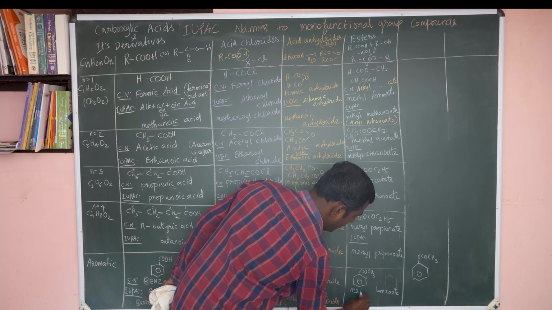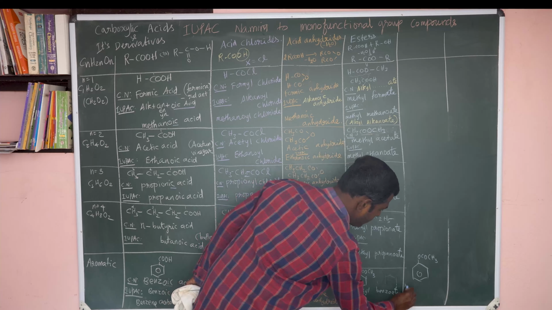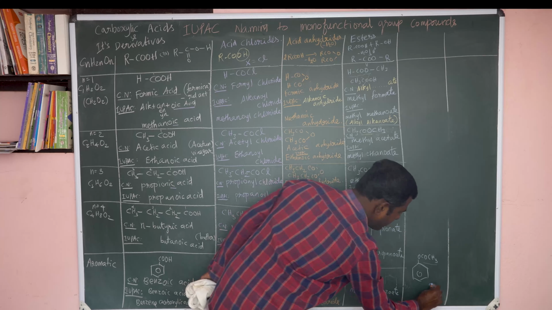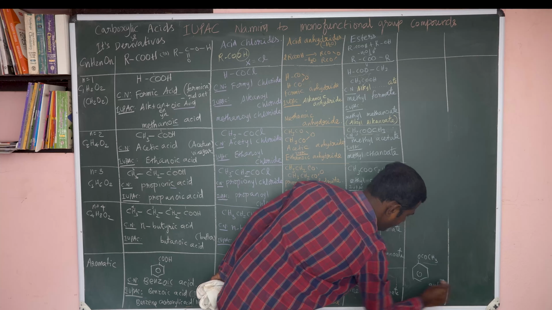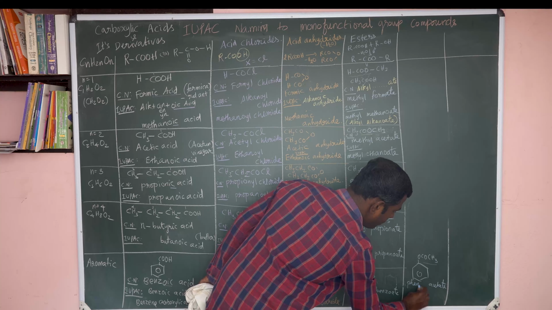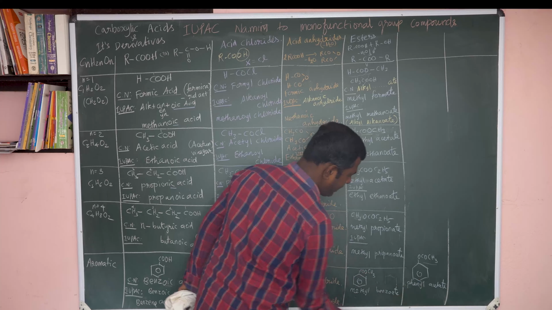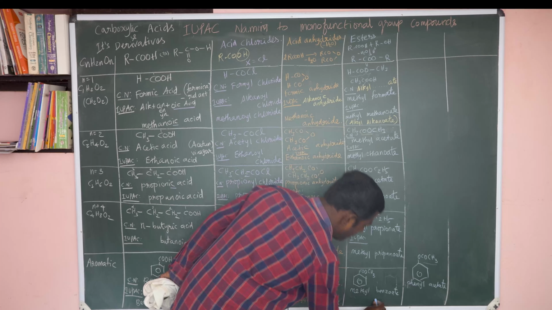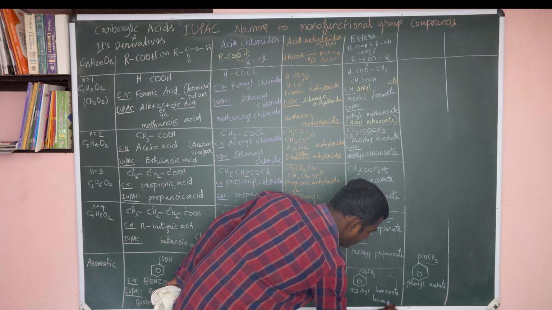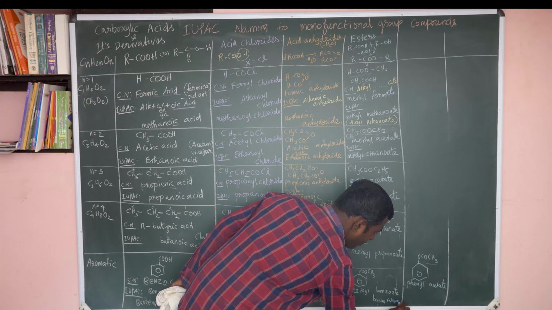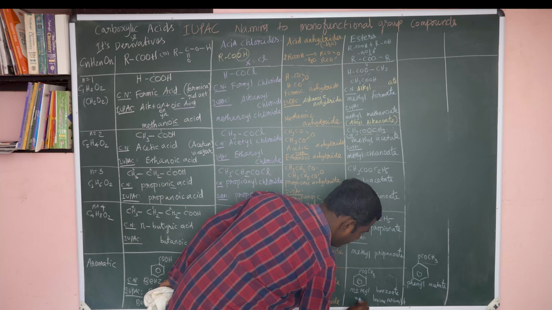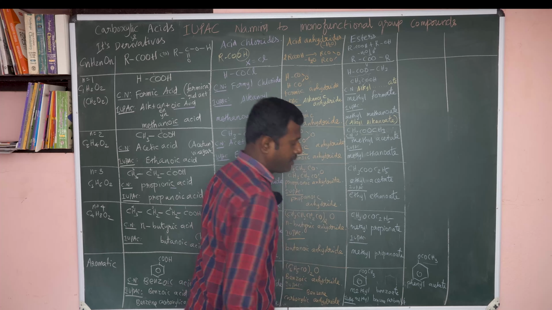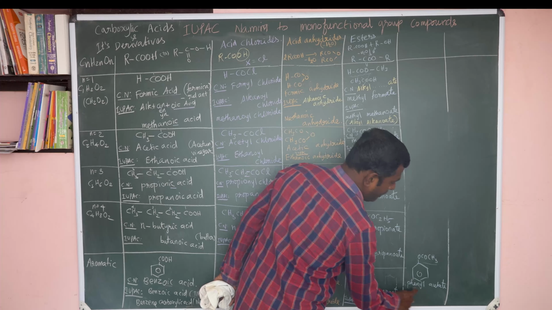So methyl benzoate. And this one is CH3CO from acetic acid, so acetate. This is from phenol, so phenyl. So this is phenyl acetate, and this is methyl benzoate. For benzoic acid, benzene carboxylate. Before that, methyl, so methyl benzene carboxylate is the IUPAC name. For this one, phenyl ethanoate.